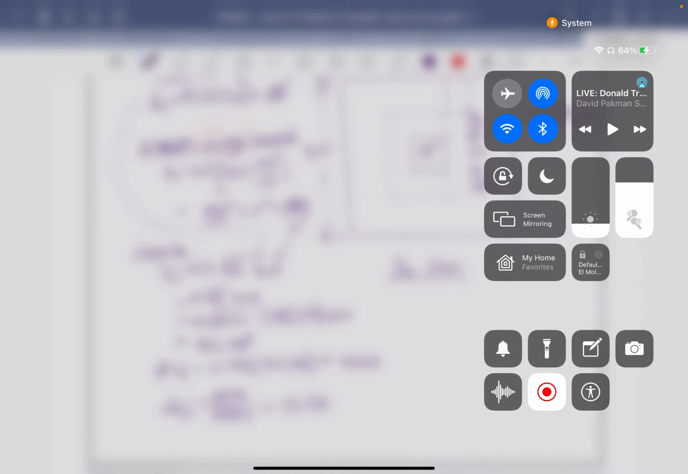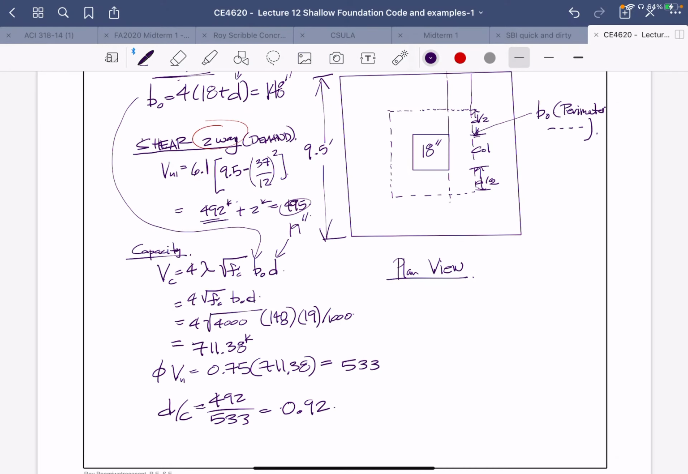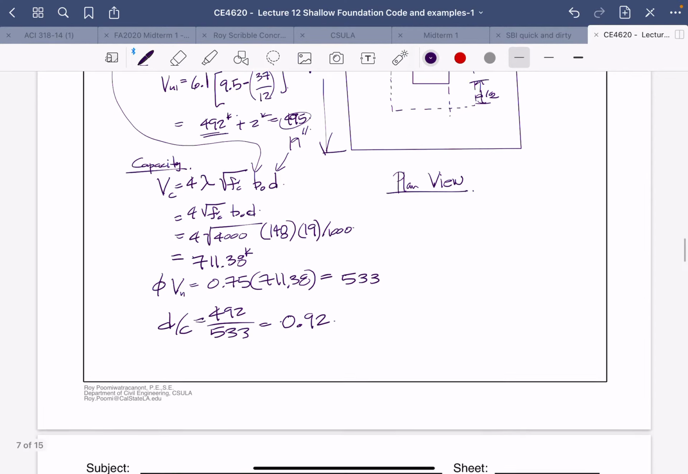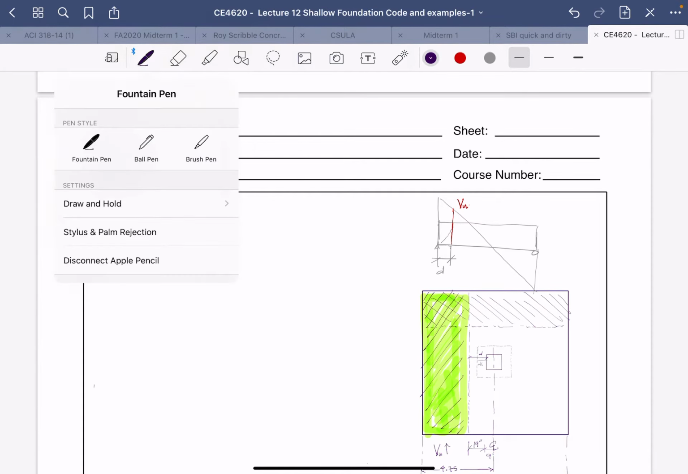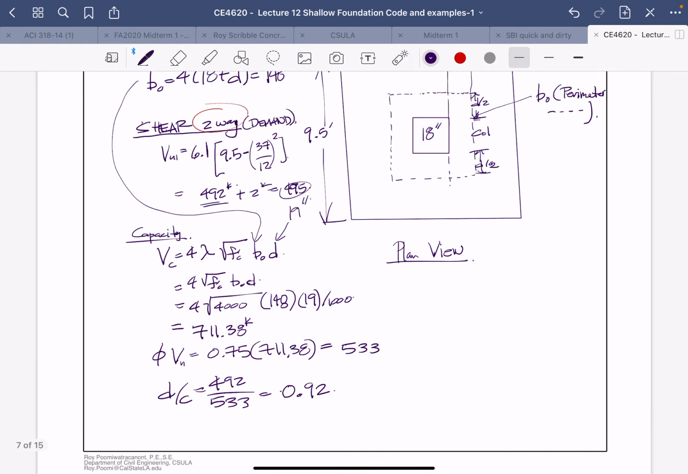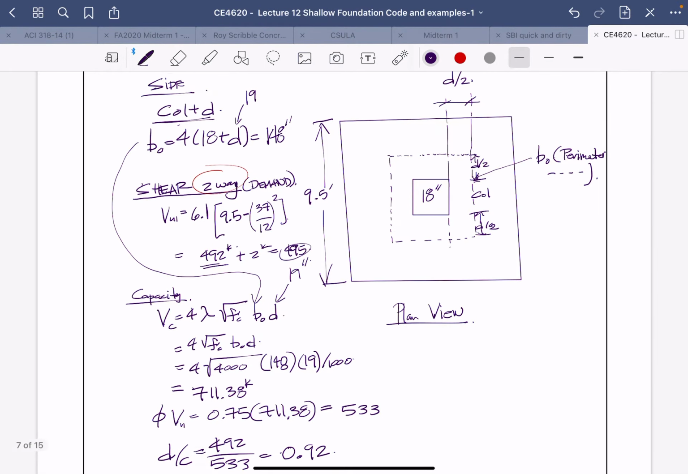Hi everyone. I believe I am recording and I will be continuing on the foundation. I actually went ahead and started it, not knowing I wasn't recording, so I actually have some graphics that are ahead of our discussion right now. So I wanted to summarize that. Previously we talked about two-way shear, and now we're going to be talking about one-way.